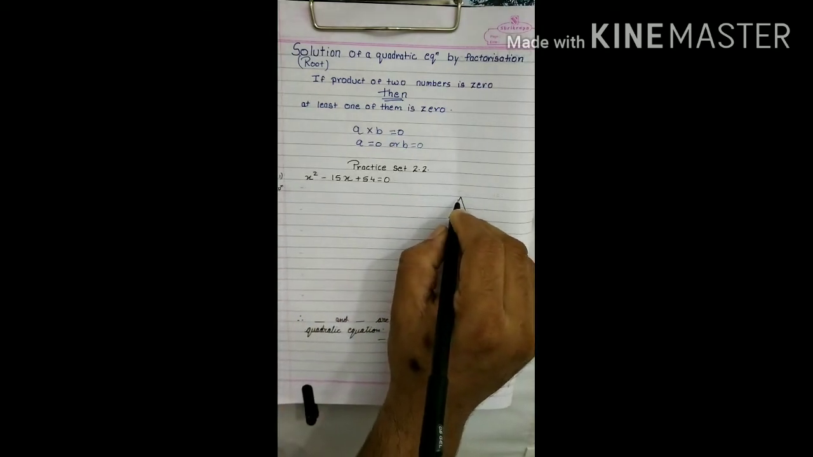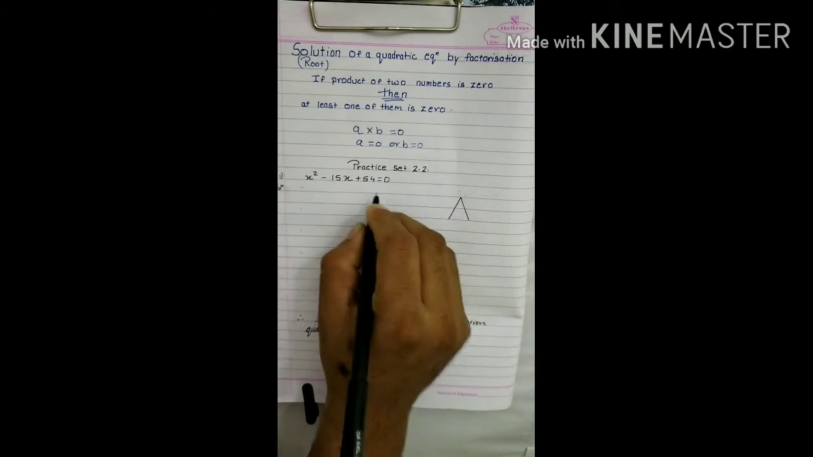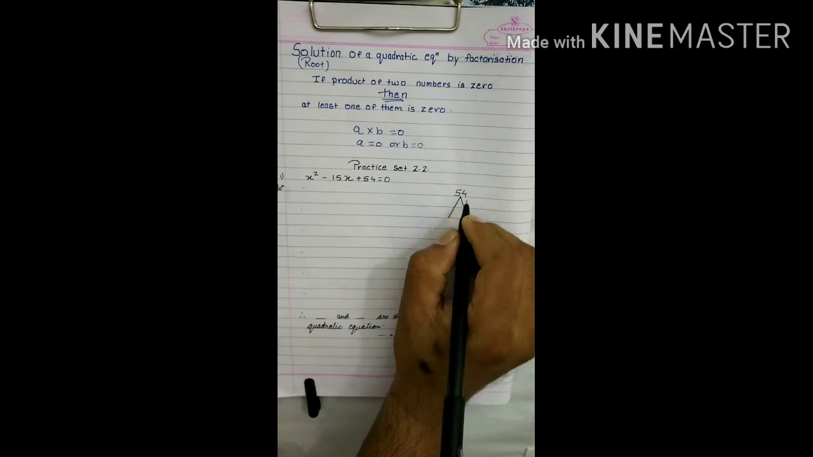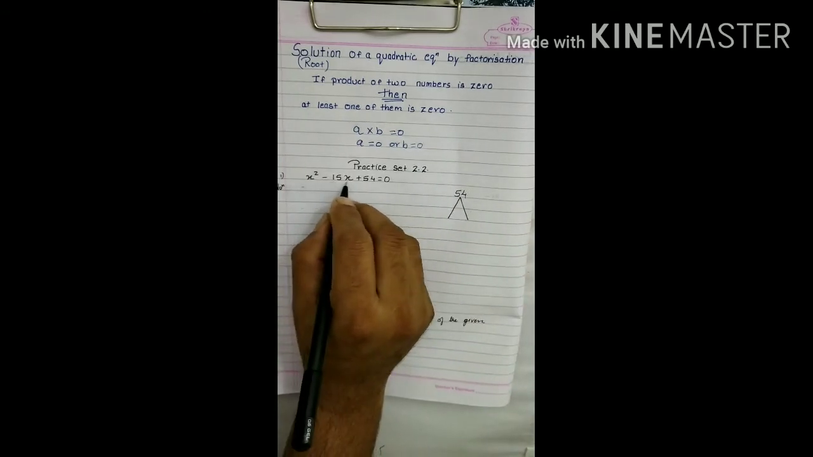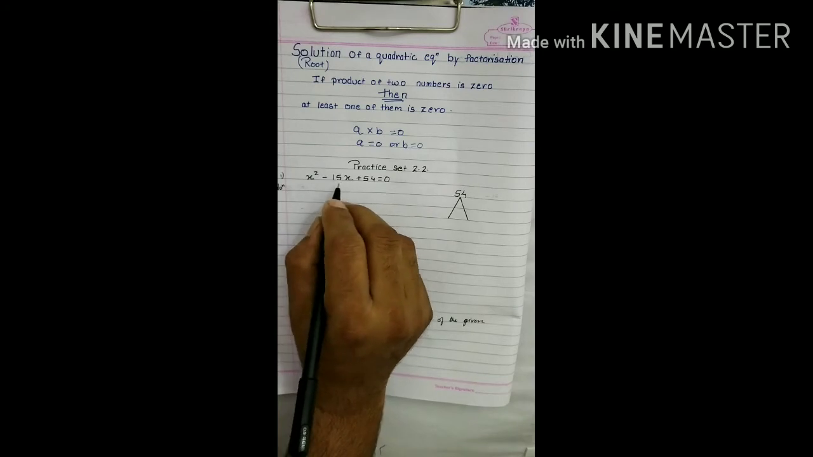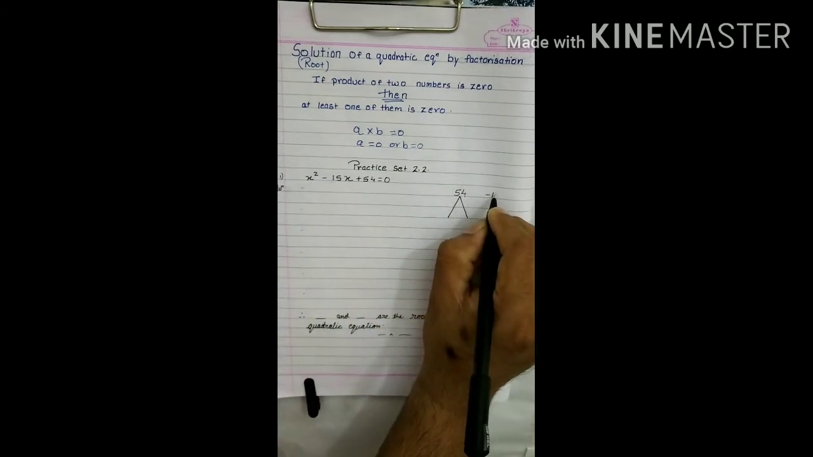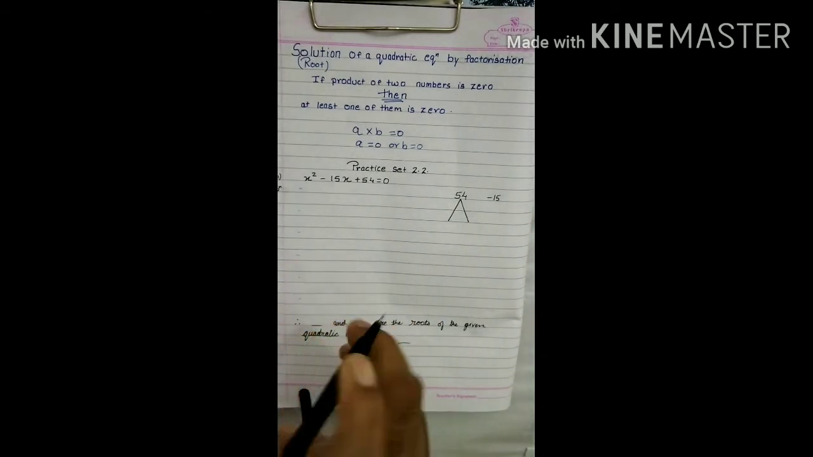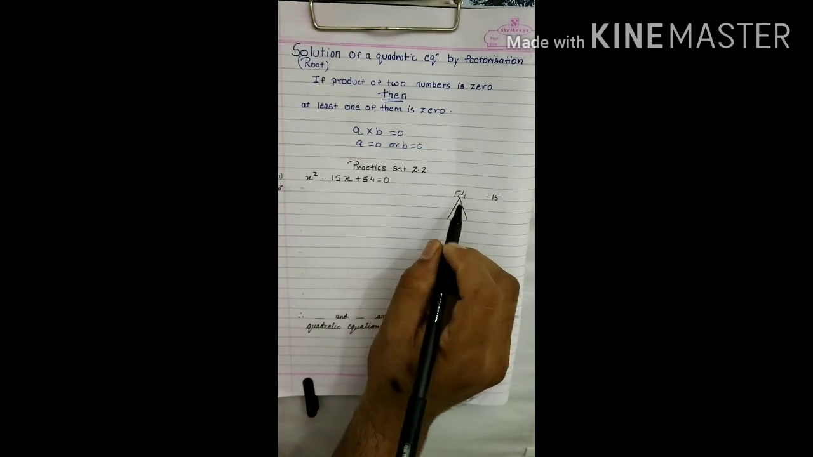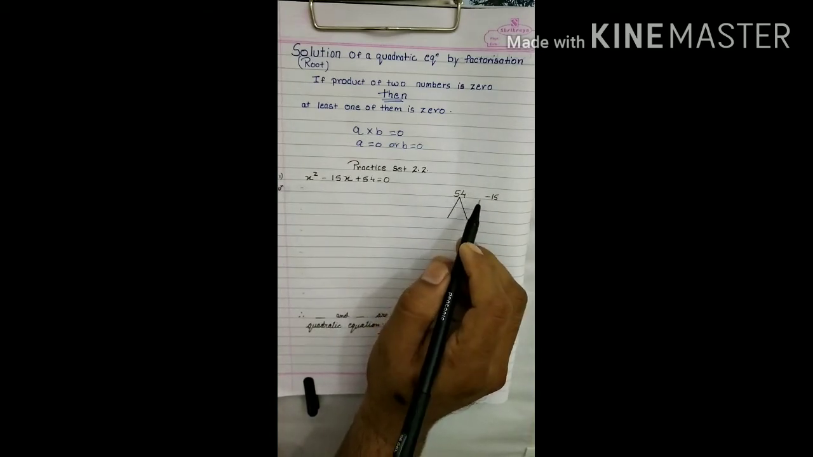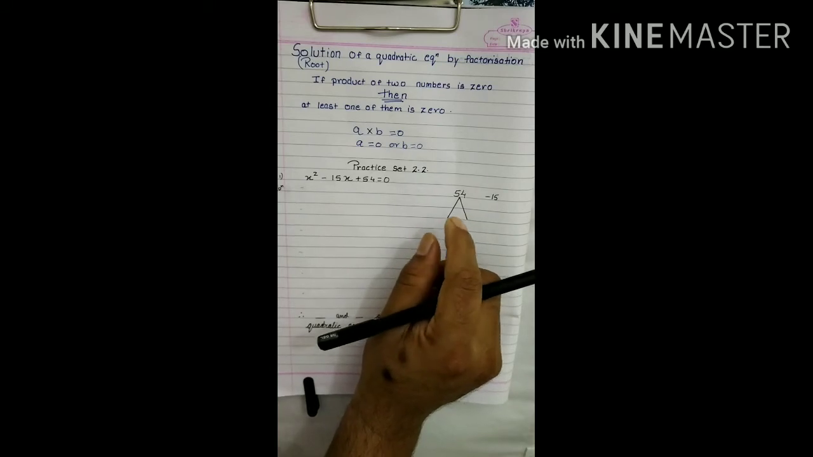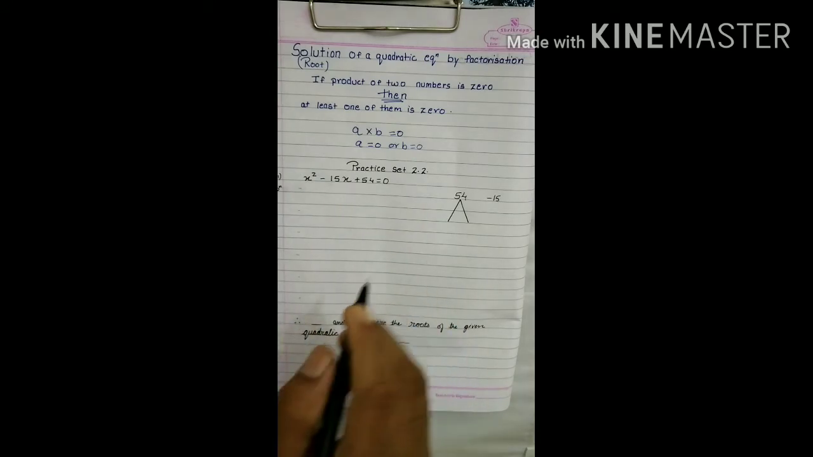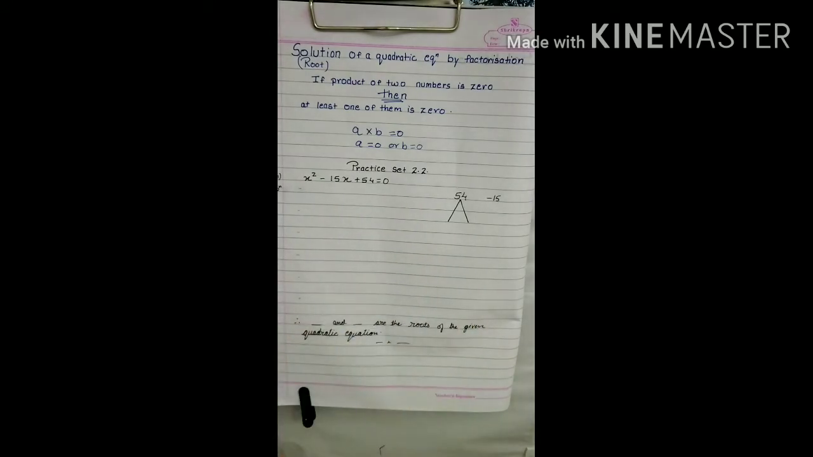So we draw an inverted V this way and we write the constant term here. And separately we write the coefficient of x. Remember to take the sign also. It is minus 15. Now we need to find two numbers such that their multiplication comes out to be 54. And when we add or subtract the two numbers, the answer should be minus 15. So let us try and find those numbers.